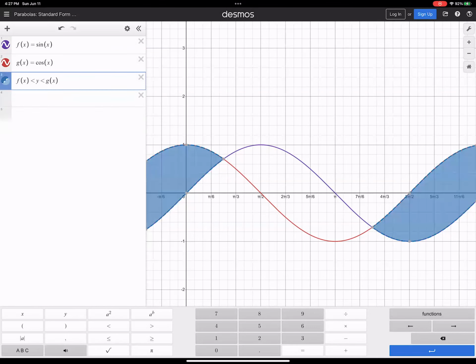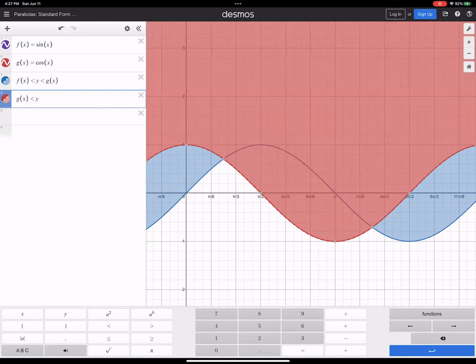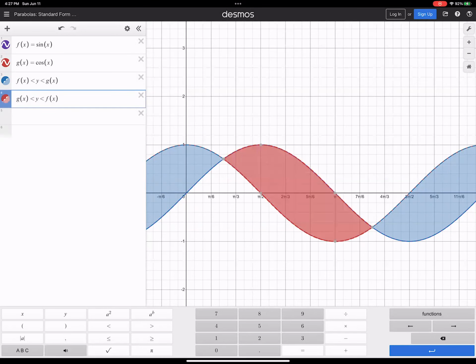Let's see what it looks like when it's opposite. G of x is less than y, which is less than f of x. Okay, so now we have a bit of a problem. Now we have two regions. Actually, let's just make sure. Our restriction was from 0 to pi, so 0 less than x less than pi. It doesn't look too different, but we do have to be careful of those regions. Okay, so not too bad.